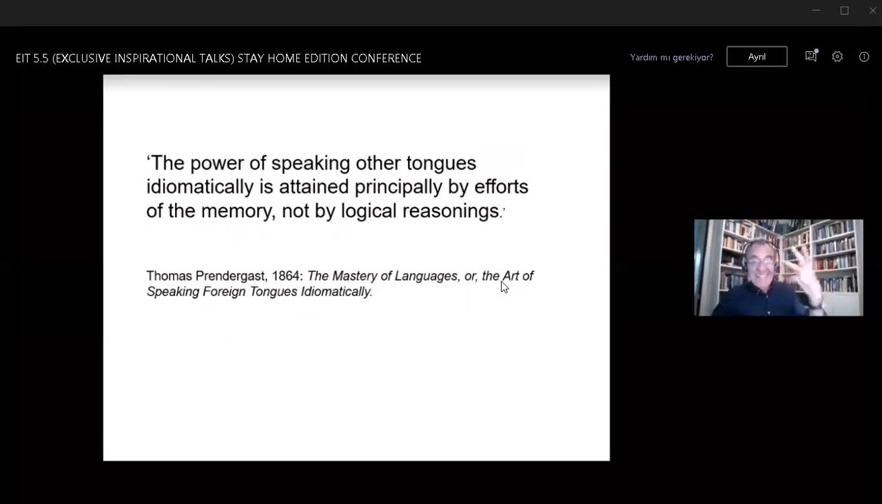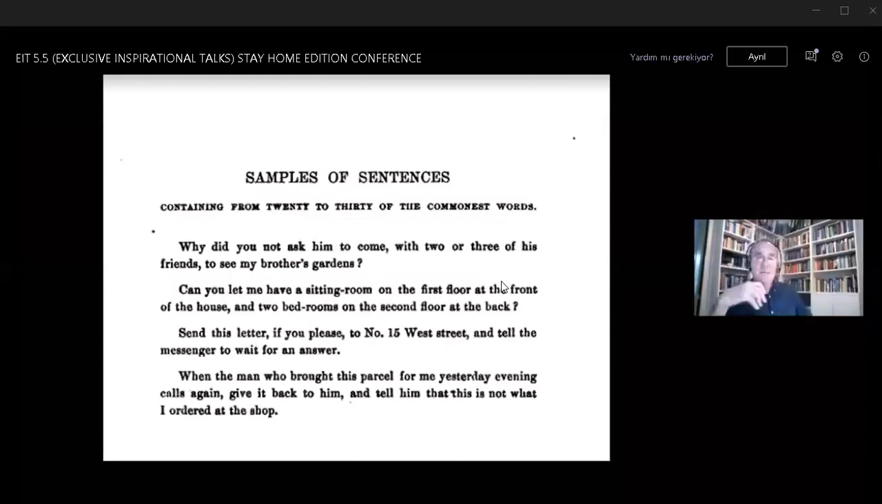So what he did, he devised a system whereby he had these sentences that he had contrived. And these sentences, nowadays, look a little bit old-fashioned and perhaps slightly inauthentic. For example, this is from his book, "Why did you not ask him to come with 2 or 3 of his friends to see my brother's gardens?"